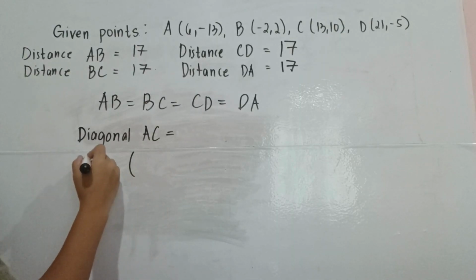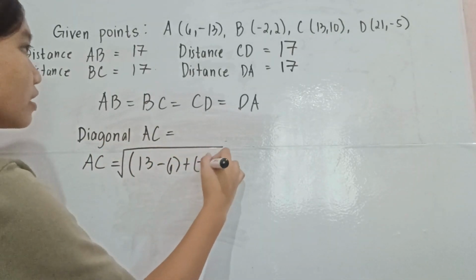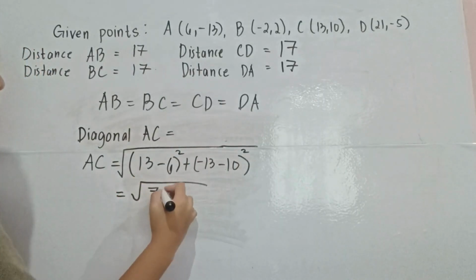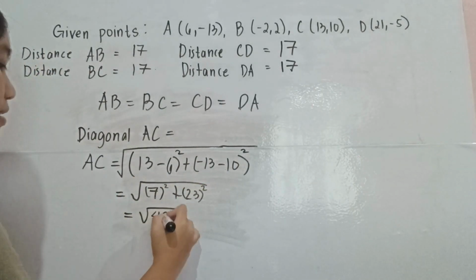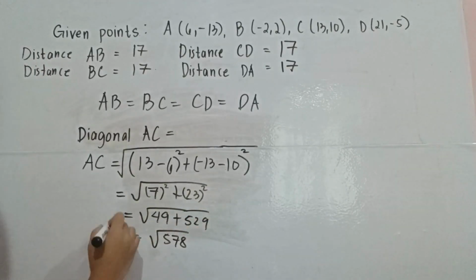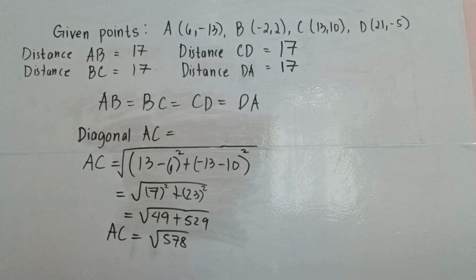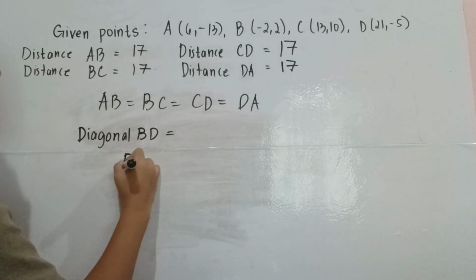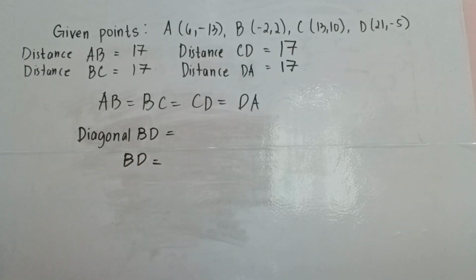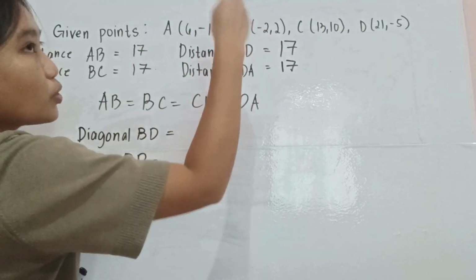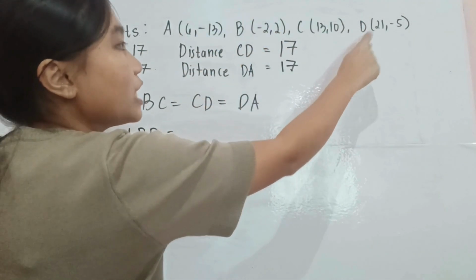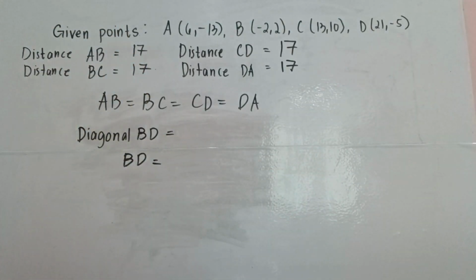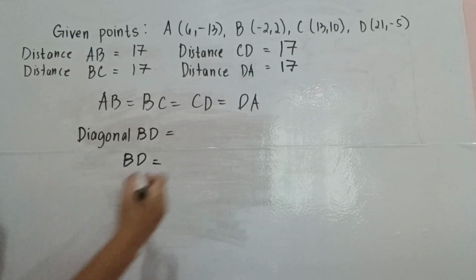So we have here, therefore, the distance between the diagonal A and C is the square root of 578. Now let's find the distance between B and D to find the diagonal BD. So first we identify the values. For B, we have negative 2 and 2, which will serve as our x sub 1 and y sub 1. And for D, we have 21 and negative 5, which will serve as our x sub 2 and y sub 2.